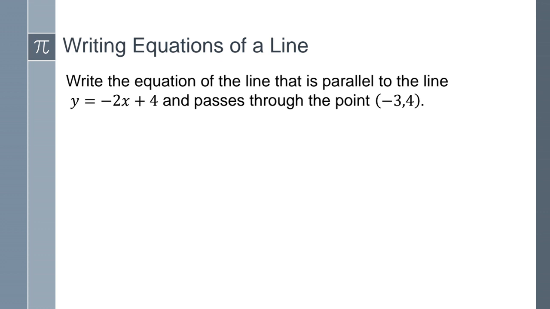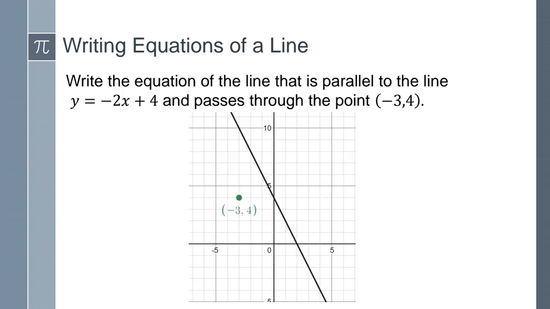Okay, now, another example is: write the equation of the line that is parallel to the line y equals negative 2x plus 4 and passes through the point negative 3, 4. Let me illustrate what they want us to find here, guys. The line y equals negative 2x plus 4 is this line here. We're trying to find a line that's parallel to the given line and passes through the point negative 3, 4.